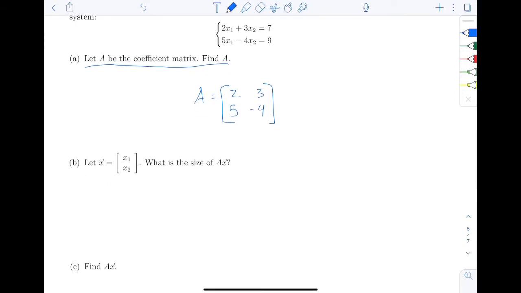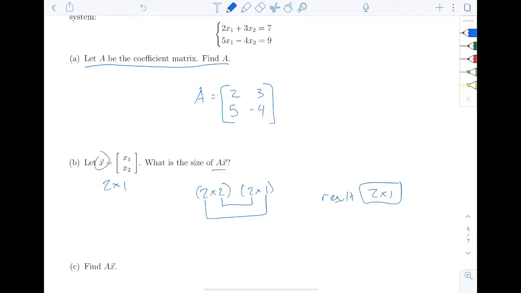Now, suppose X is this column matrix. So X is 2 rows, 1 column. What is the size of AX? Well, that's 2 by 2 times a 2 by 1. They can be multiplied, and the result is 2 by 1. So AX, with a little vector symbol on X because we called that a column vector, remember? So AX is a 2 by 1 matrix.